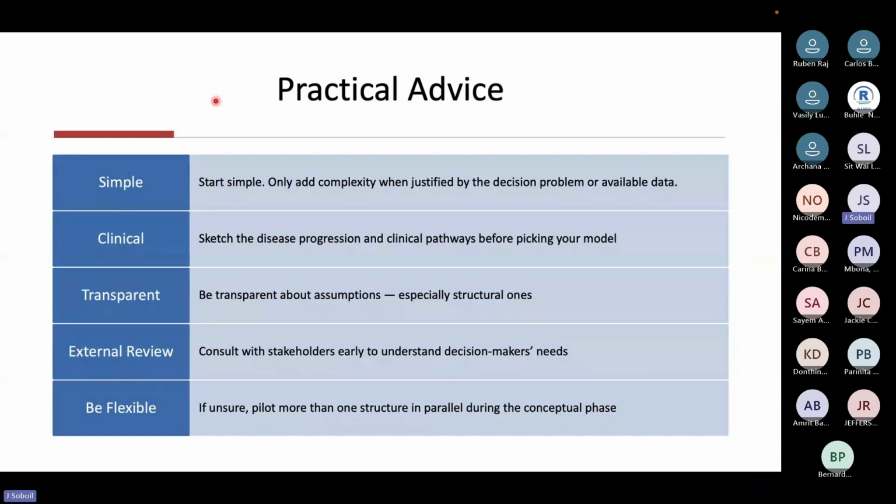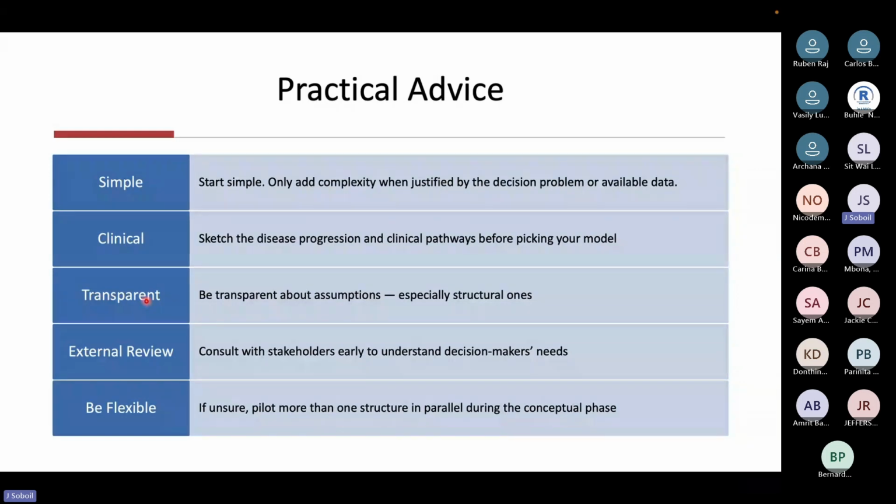So based on my experience within the UK, I'm just going to provide some practical advice. It's always great to start simple and then only add complexity when it's justified by the decision problem or available data. The most important thing for me is to be realistic about the clinical pathways, and this comes before all else. Before looking at the data or anything else, always think about the disease and whether you are best reflecting disease outcomes and pathways.